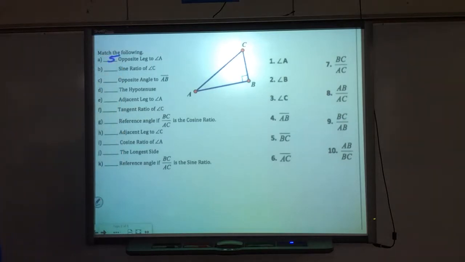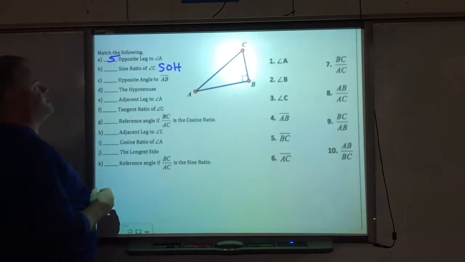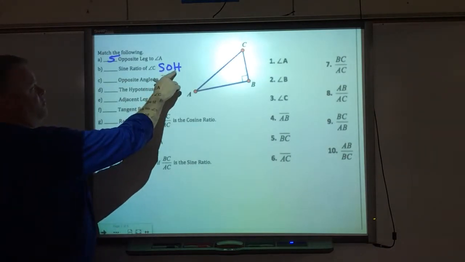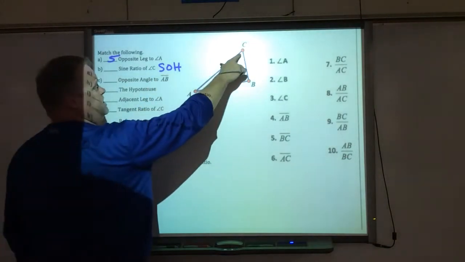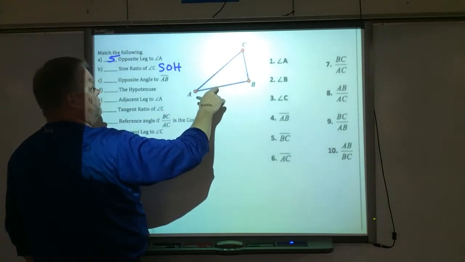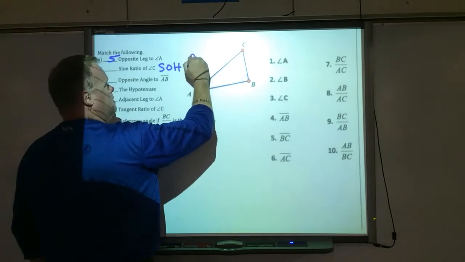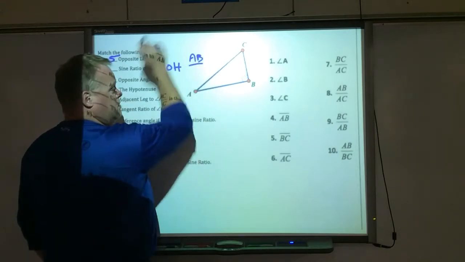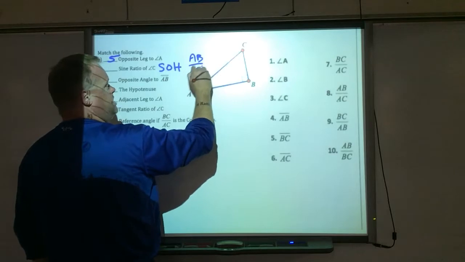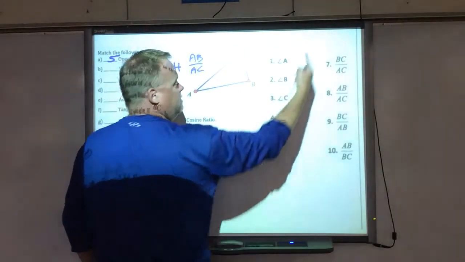The sine ratio of angle C. That's going to be opposite over hypotenuse. Angle C is right here. So if I want opposite over hypotenuse, it's going to be AB over AC. Well, if I find that, where's AB over AC?